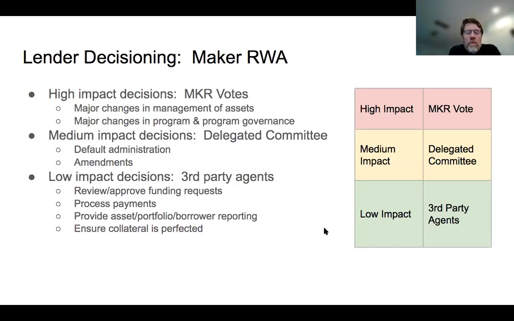To review and approve funding requests if it's a revolving facility, processing payments, a key one, but very much a standard routine, and they do it just to the contract. Providing asset portfolio and borrower reporting, letting you know how your assets are doing, ensuring that the collateral is indeed perfected, that your liens are there, that you have a good claim. None of these are particularly sexy, but they're important, and they can be very well specified in contracts, and there are very good third parties out there to do them.